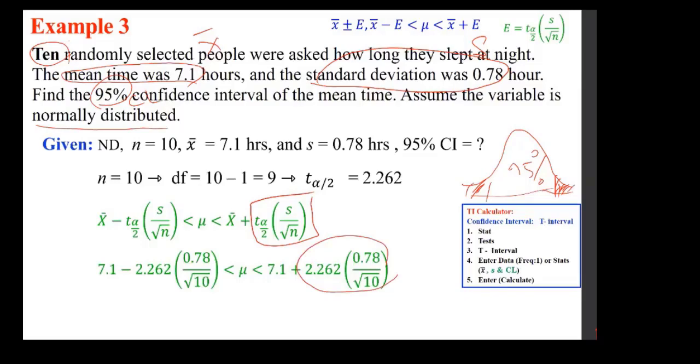This becomes 0.56. By the way, generally speaking, they add one more decimal, but I highly recommend you put a lot more just to be on the safe side. The rounding takes place at the very end. So do the math. We end up with 6.54 less than mu, less than 7.66.